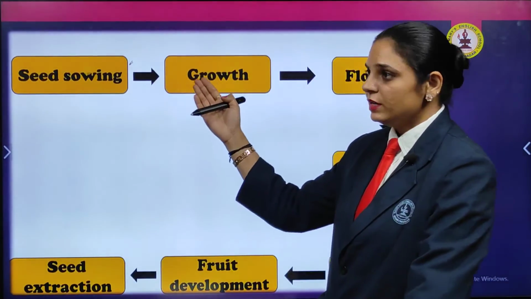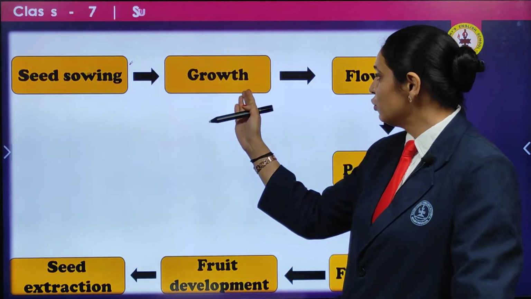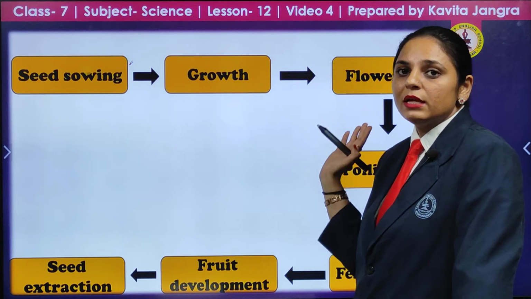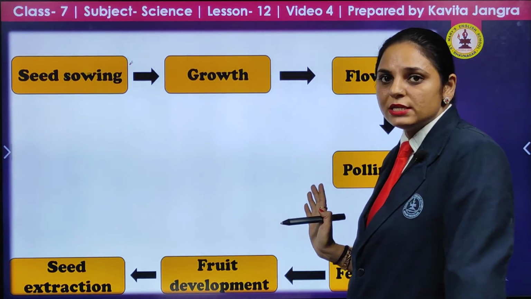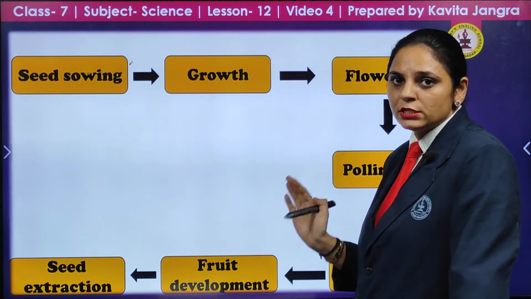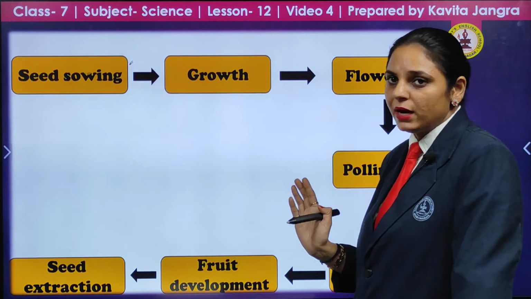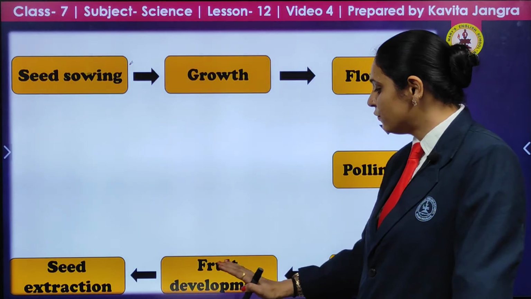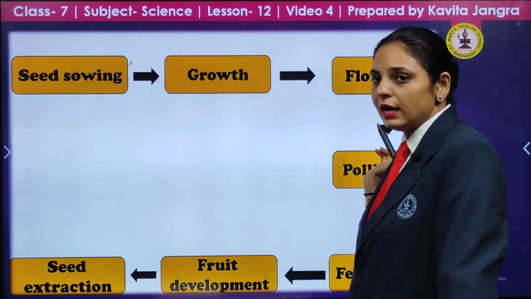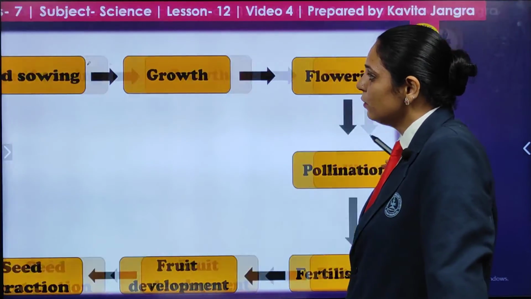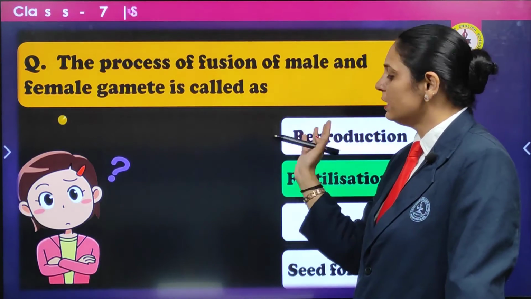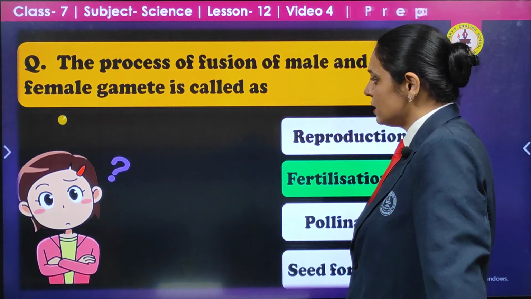Now the seed we take, we sow it, it will grow and flowering will occur. From that, flowers will come. Then ultimately pollination happens there, the transfer of pollen grains to the stigma, the female part, and fertilization takes place. And through fertilization there is the development of fruit and the development of the seed. Okay. Next we have the process of fusion of male and female gamete, that is known as fertilization.